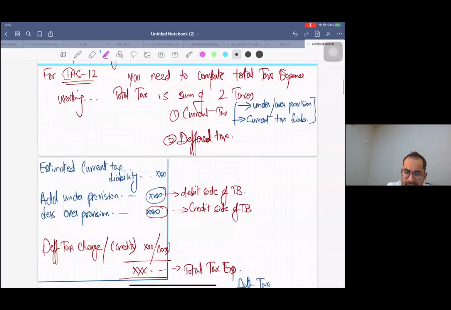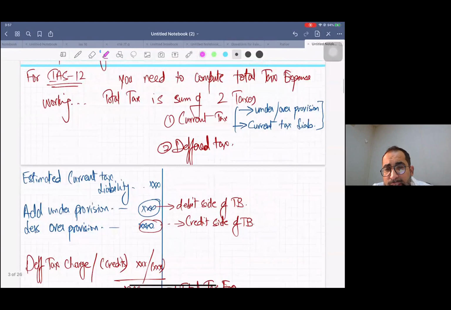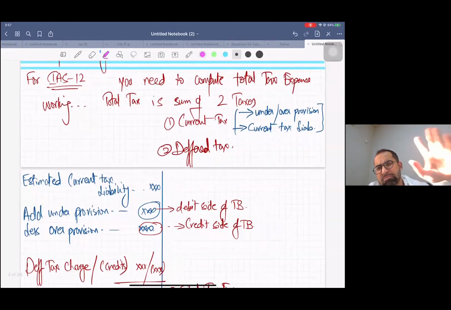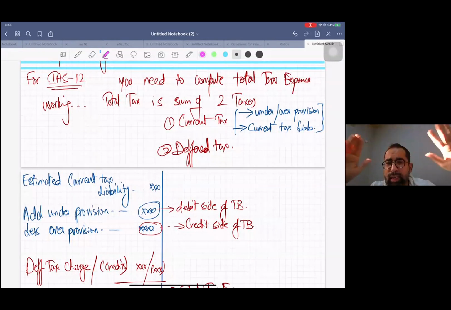Now, one very famous adjustment of final accounts, very famous and very routine adjustment. Normally, I have seen in my whole career, many students just memorize it, because this is almost the same in every question. And that is related to IAS 12 income tax. What the examiner asks you is, in the income statement after PBT, you have to book tax expense.